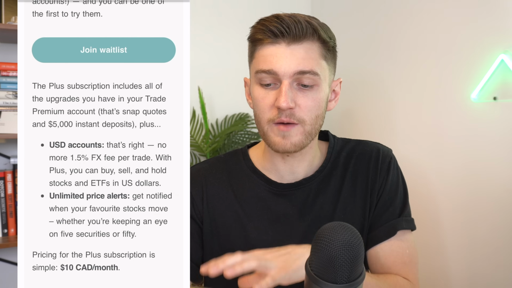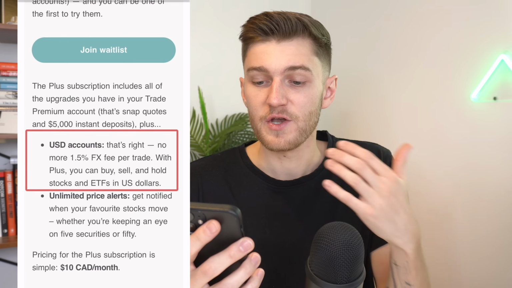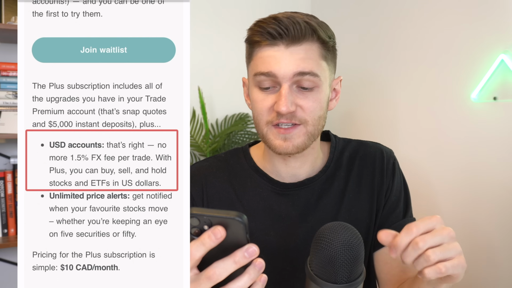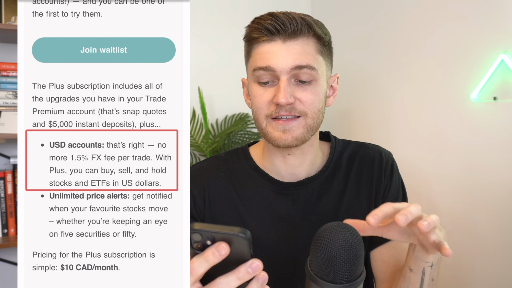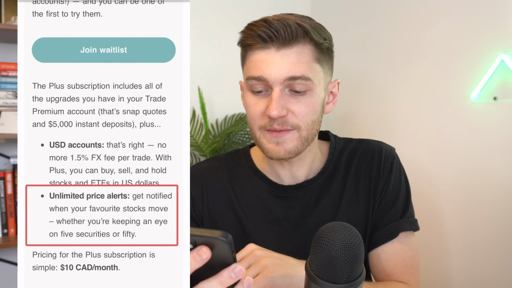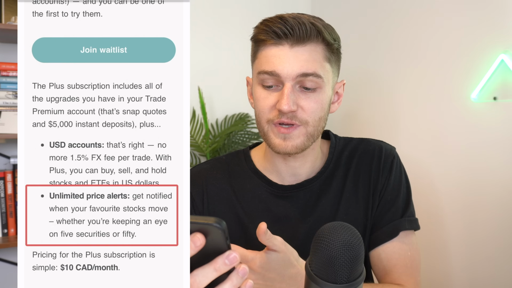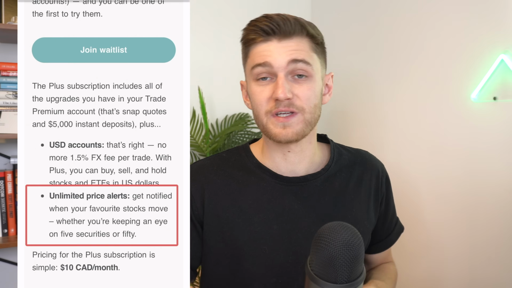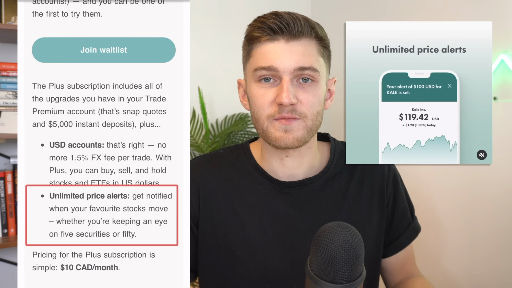Now it says that on top of all of that though, you will have access to USD accounts. So no more 1.5% FX fee per trade. With Plus, you can buy, sell, and hold stocks and ETFs in US dollars. We'll come back to that shortly. Then it says unlimited price alerts. So get notified when your favorite stocks move, whether you're keeping an eye on 5 securities or 50. So this is definitely something that, paying for this, I don't know if I would pay for that.